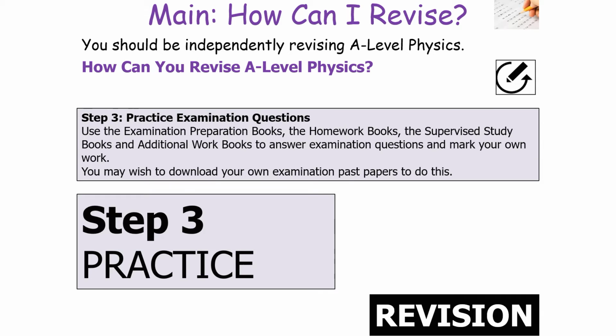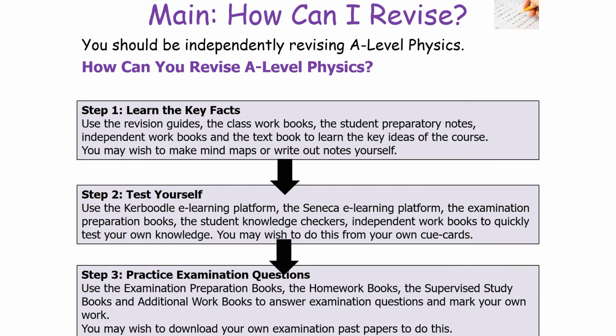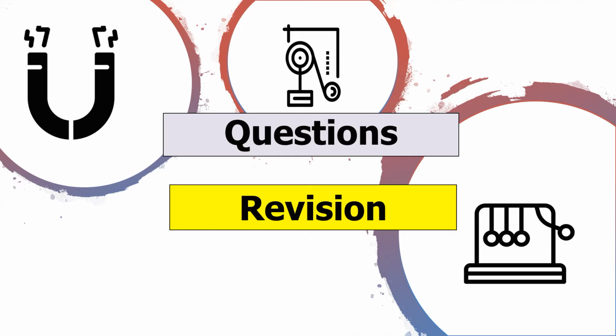Then this third step is then to practice examination questions. So use examination prep books, homework books, supervised study books, additional workbooks to answer examination questions and mark your own work. Now you may wish to download your own examination papers to do this. So these 3 steps of learning the key facts, testing yourself and then practice examination questions are the way in which you can prepare for an AQA A-Level Physics examination. So let's now have a look at step 3, practicing some examination questions.